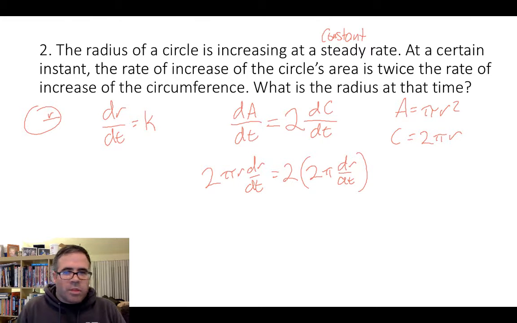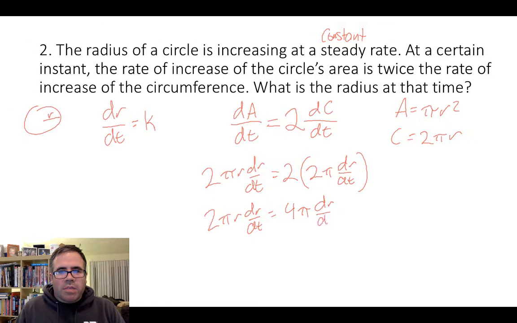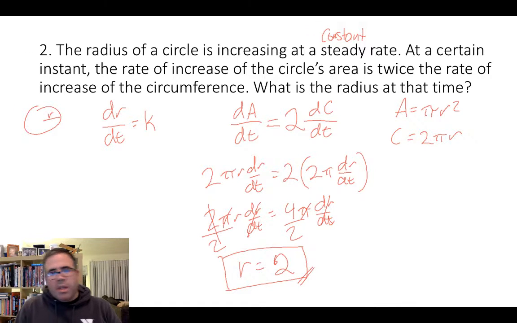Now, we can multiply out a little bit. 2 pi r dr/dt equals 4 pi dr/dt. And you might notice something when you start to simplify. A lot of things are just multiplied on both sides. So if you divide both sides by dr/dt, that goes away. If you divide both sides by pi, that goes away. Divide both sides by 2, we get that r equals 4 divided by 2, which is just 2. And that's it. There's not much more to say about that one.